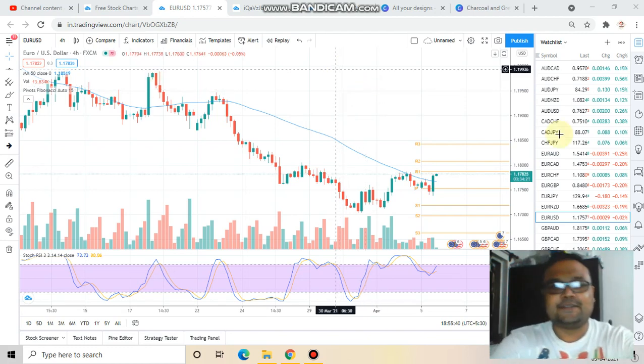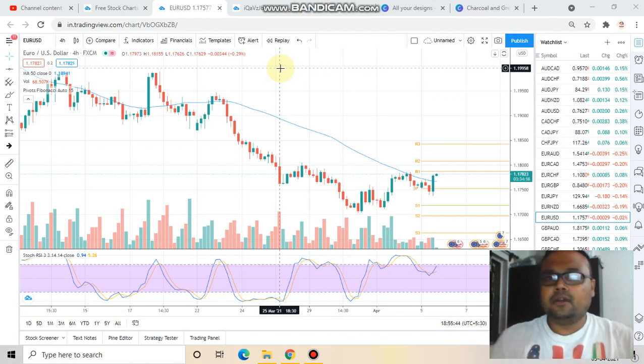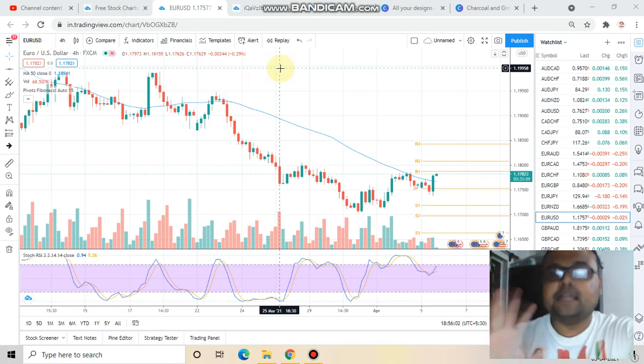So let's get started. So this is the chart of Euro USD. As we all know, Euro USD is in downtrend for the last couple of weeks, and whenever the market is in downtrend, it becomes very easy for us to trade because it's a sell on rise market. When the market is going up, just sell at the proper spot and it's easy to make money.